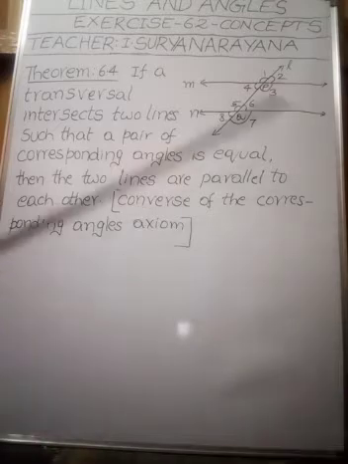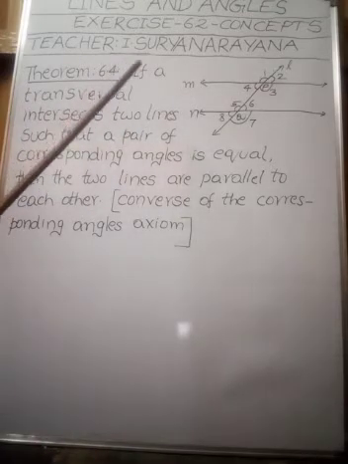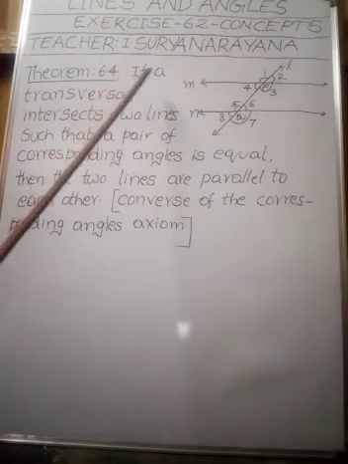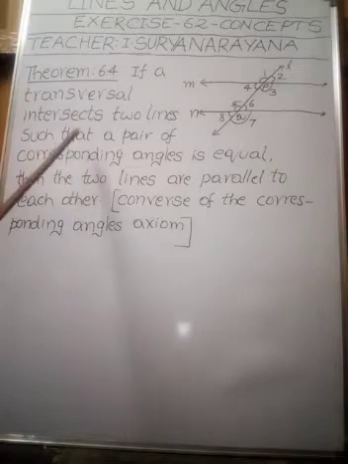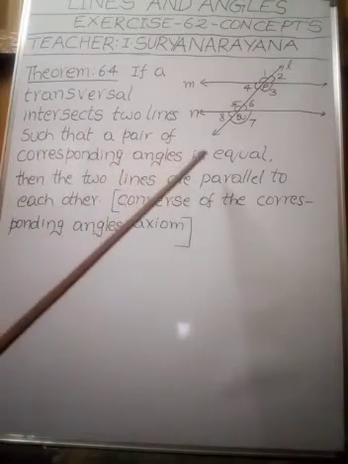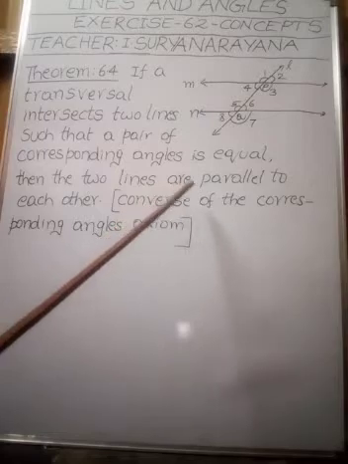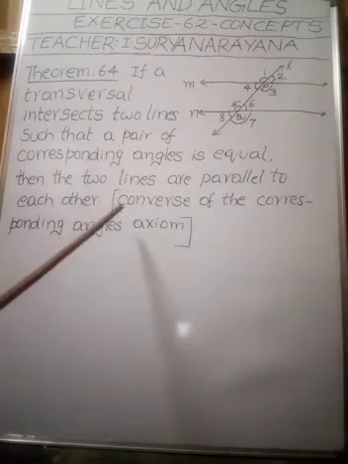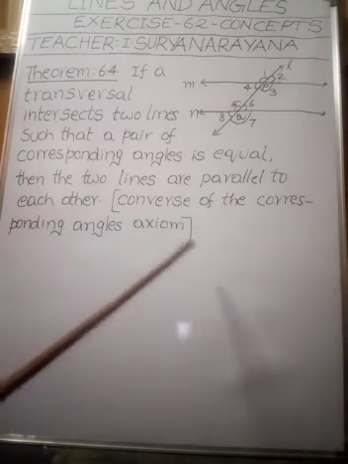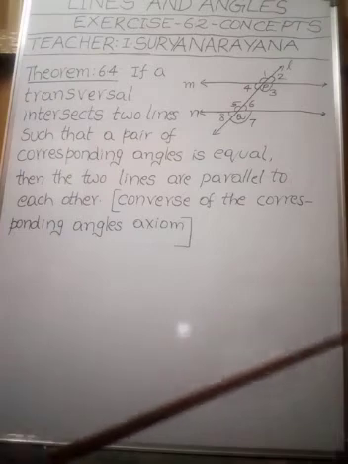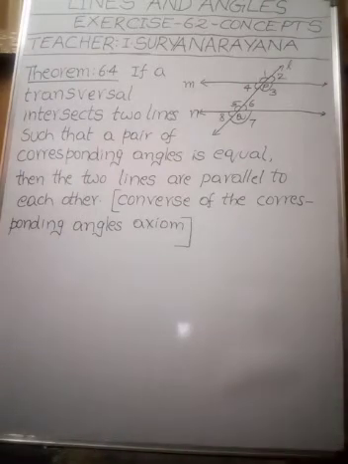Now, come to the next theorem, 6.4. Theorem 6.4: If a transversal intersects two lines such that a pair of corresponding angles is equal, then the two lines are parallel to each other. This is nothing but the converse of the corresponding angles axiom. In the previous theorem 6.3, what we have discussed is, if two lines are parallel lines, then each pair of corresponding angles is equal.